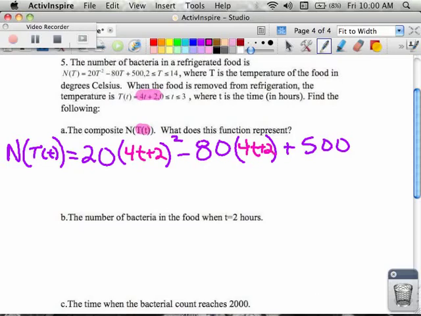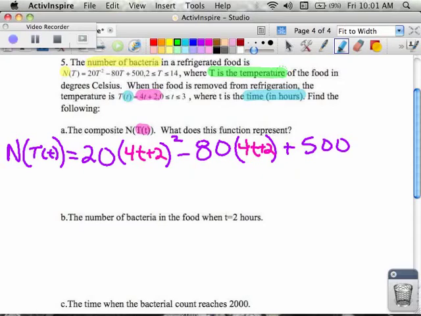So we're taking the T function and shoving it into the n function. And you could simplify this, I'm not going to do that for you, you could simplify it later, that's not really the big idea. The question is, what's going on here? If you look back, n is talking about the number of bacteria. The little t is time in hours, and the capital T is temperature.